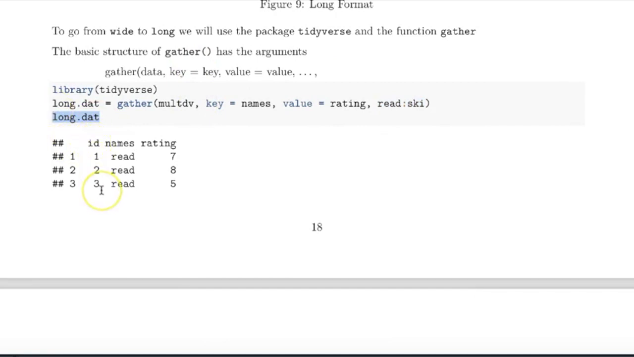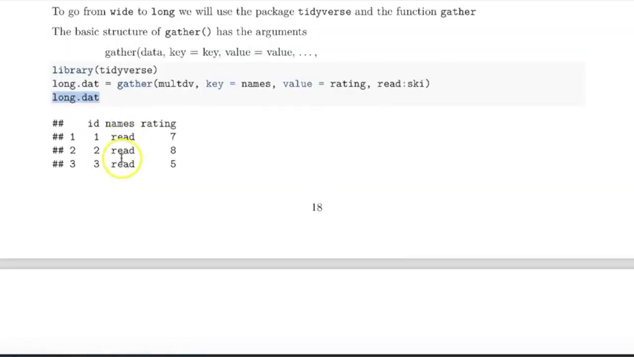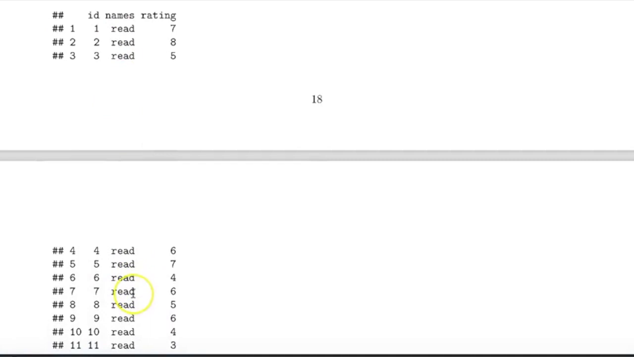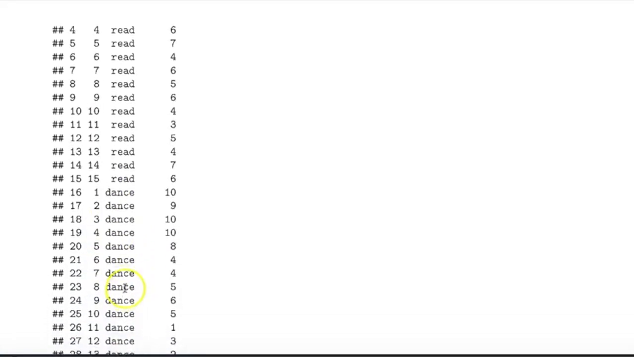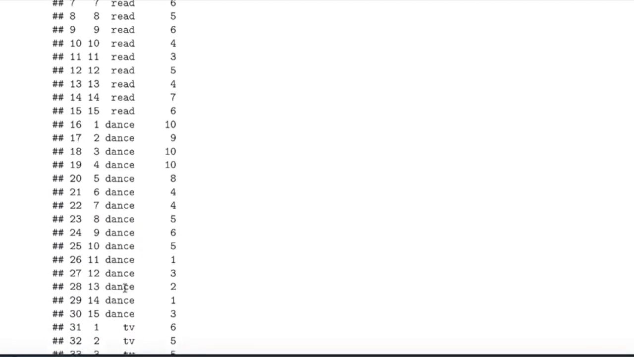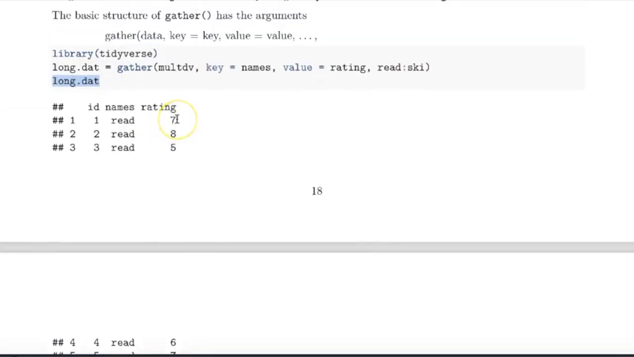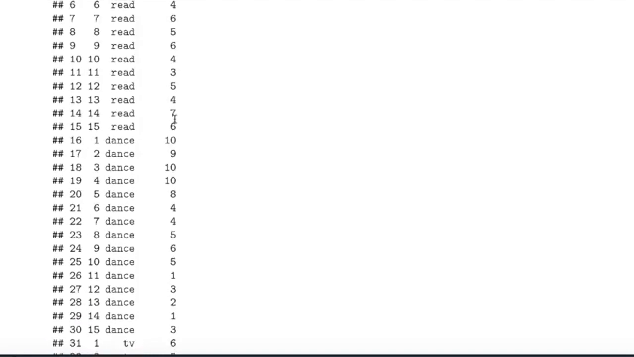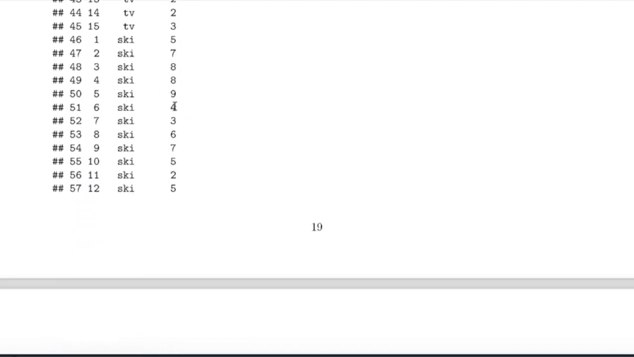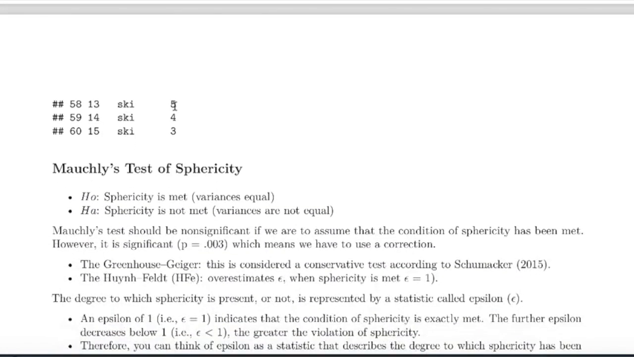So here's ID. That's just the number in the data set. The names would be, if we were using time data, the repeated measurements in time. So all of this is going to be reading 1 to 15, and then 1 to 15 dance, and then 1 to 15 TV. This is our long format. And then for each one of those, we have the actual rating for that leisure activity. Cool. Now that I have it in a long format, I can check for sphericity.